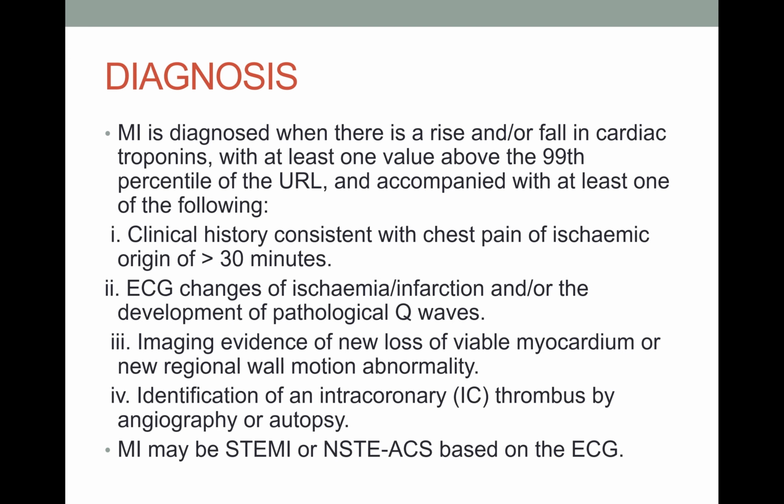The third would be echo or other imaging evidence of new loss of viable myocardium or new RWMA. And the fourth would be if an intracoronary thrombus is identified through angiography or autopsy. So basically, to diagnose, I'm afraid of misunderstanding, the rise and fall of troponin is correct. It's one of the criteria. This is just a spin of the old criteria.